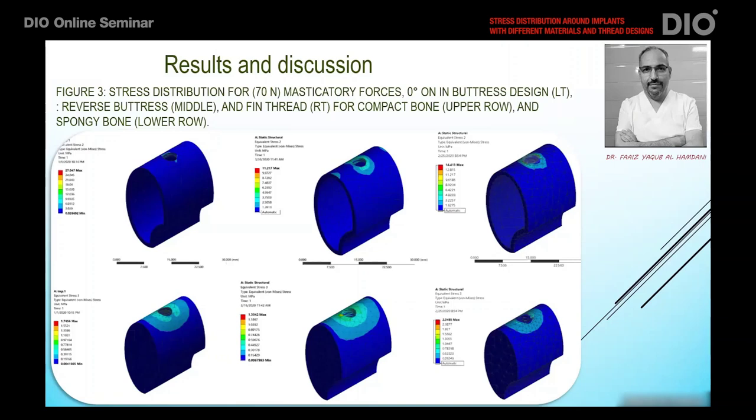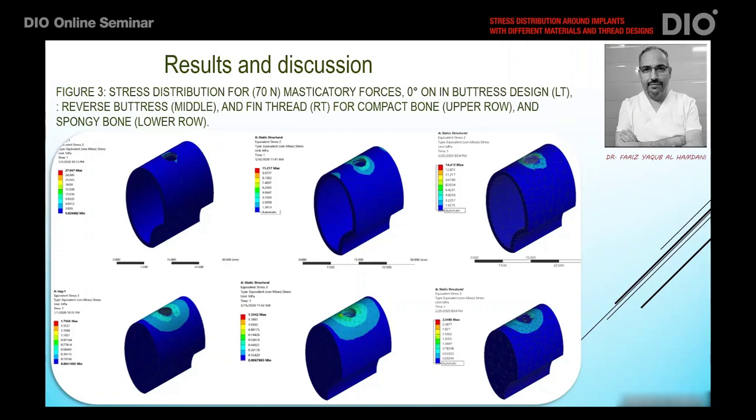There are three color gradings regarding the von Mises stress, which is the term used for stress measurement, in megapascal. The maximum von Mises stress is represented by the red color. And if you have a look, you'll find that when normal occlusal load is applied on both cortical bone and cancellous bone, the reverse buttress design has the lowest maximum von Mises stress.